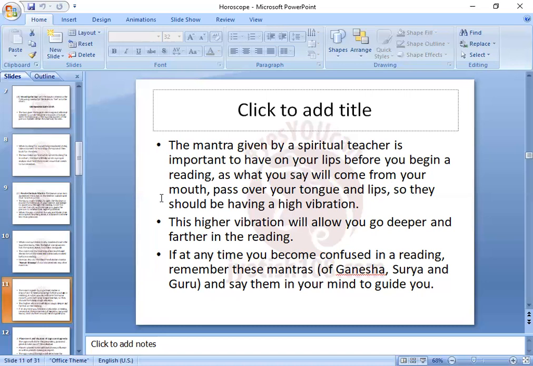So if at any time you become confused in a reading, remember these mantras of Ganesha, Surya, and Guru, and say them in your mind to guide you. It is very much possible that while doing the reading, you might become confused. In that case also, you should recite these mantras of Ganesha, Surya, and Guru in your mind to guide you. That means you can say these mantras even in the middle of a chart reading.